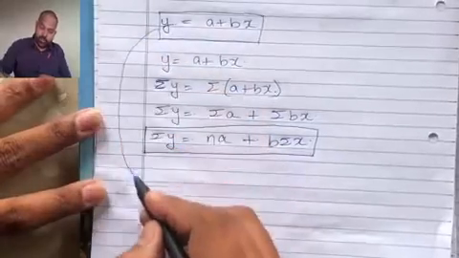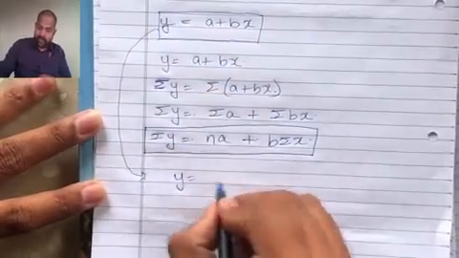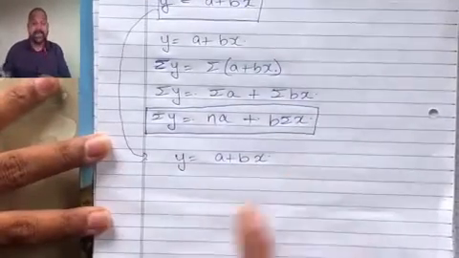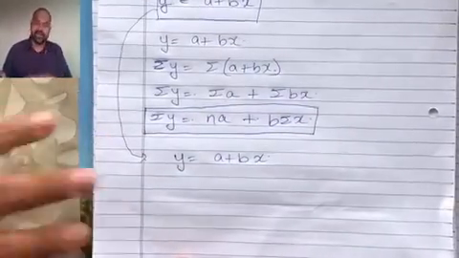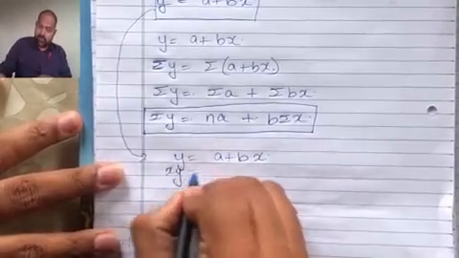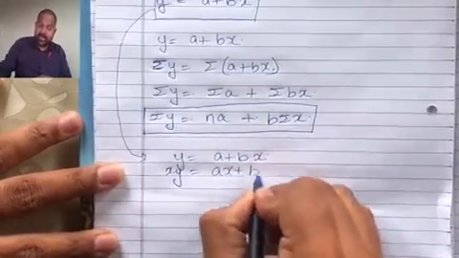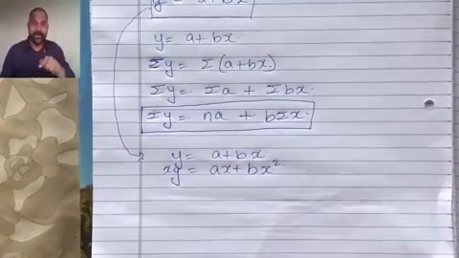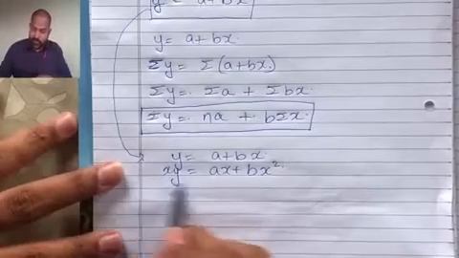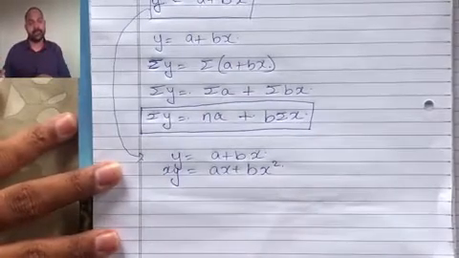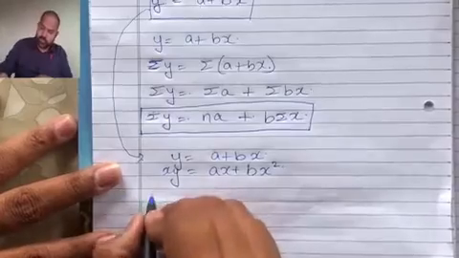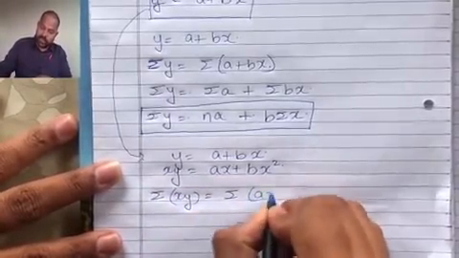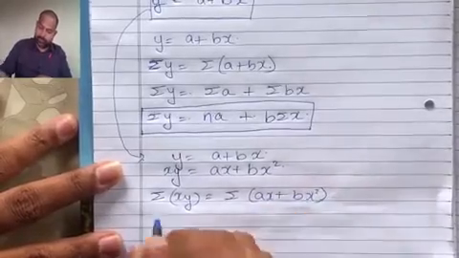So what am I going to do? I go back to my original equation, and that was Y is A plus BX. And now I multiply this equation throughout by X. Why X? Because X is the independent variable, correct? Y is dependent, X is independent, and that is why we multiply throughout by X. And now what? Take summation on both sides. Sum of XY is sum of AX plus BX square.